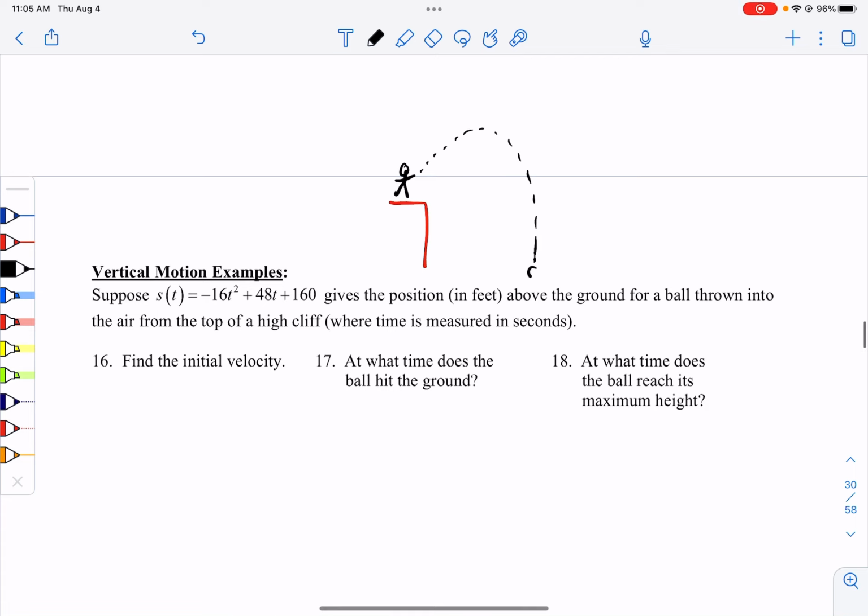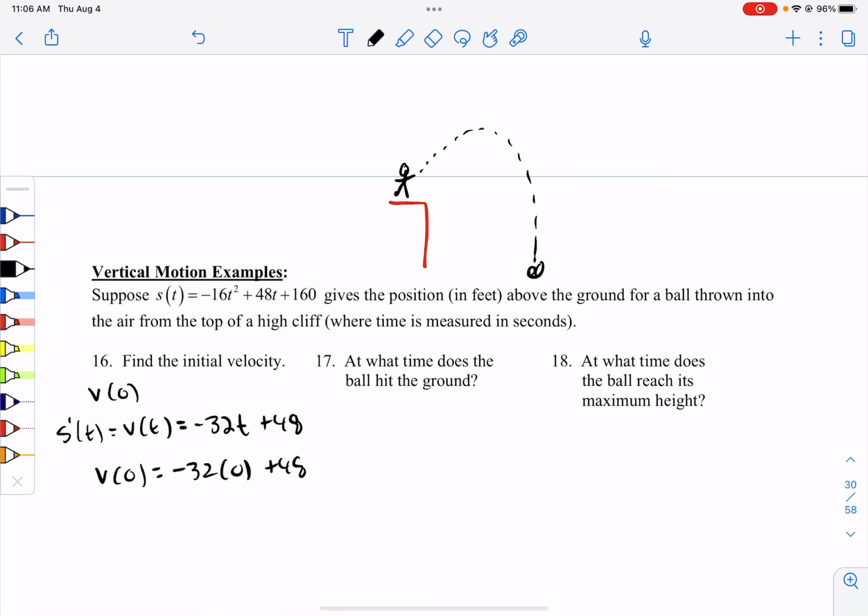You throw a ball, hopefully the ball hits the ground. All right. Find the initial velocity. Okay, initial velocity means v of 0. I don't have v. I only have s. So I've got to take the derivative of s first so I can get velocity. So negative 32t plus 48. That's the derivative of my position. The 160 goes away, t squared drops to t, and t goes to 1. So v of 0 is negative 32 times 0 plus 48. So my initial velocity is going to be 48.